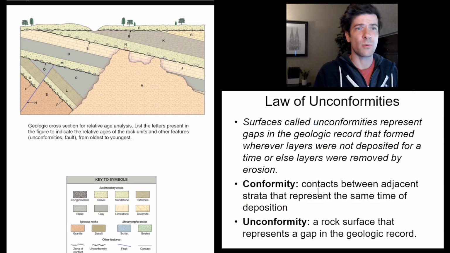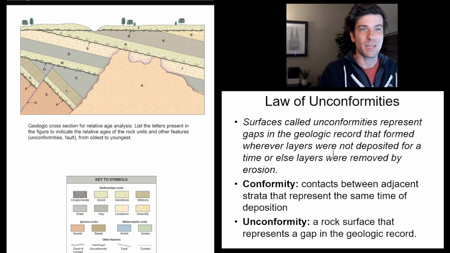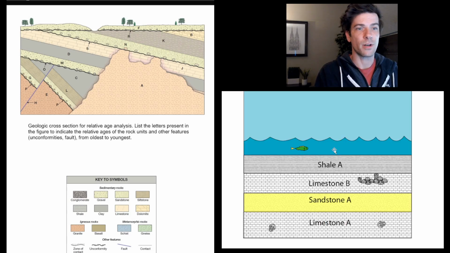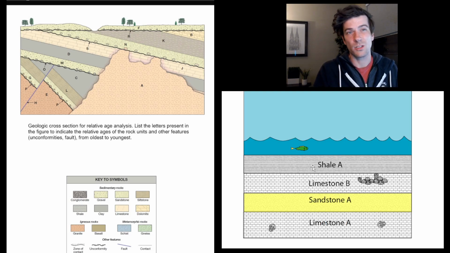Okay, and so the last part we talked about was unconformities. An unconformity is just a surface that represents missing time. In general, that would be an erosional event, right? And so there are a few different situations we could have here, whether we're dealing with sedimentary rocks exclusively, or igneous rocks and sedimentary rocks.